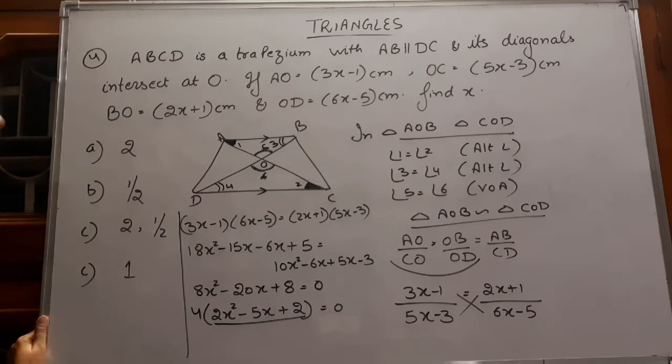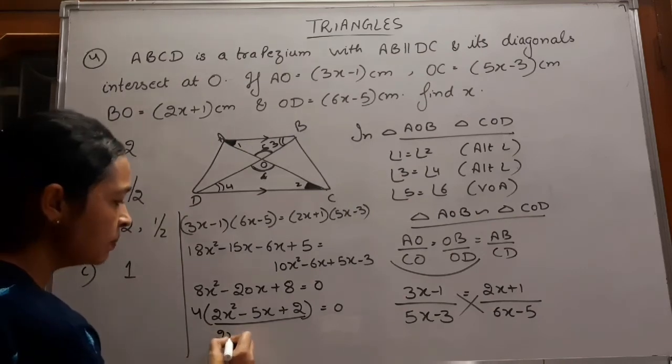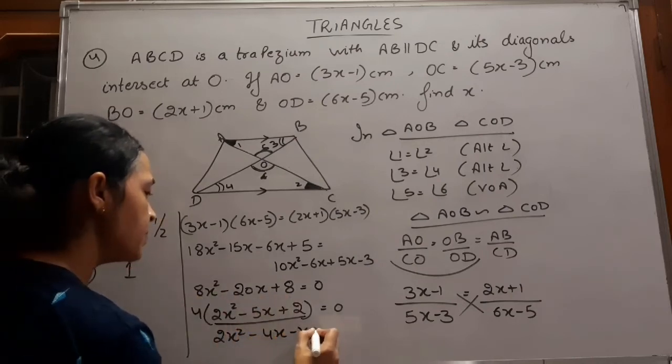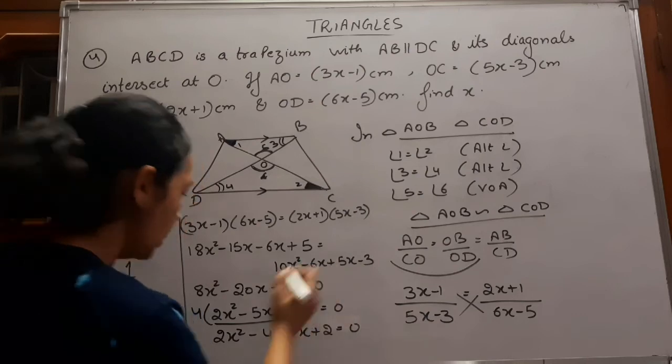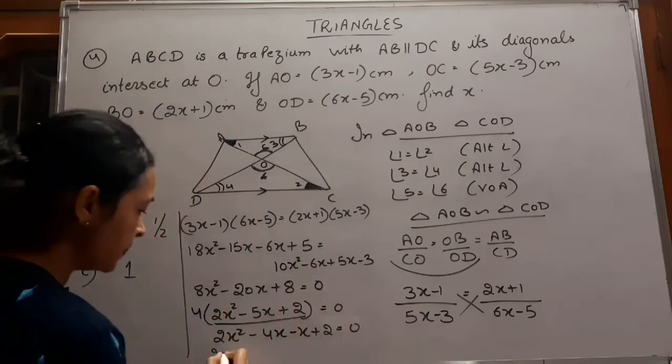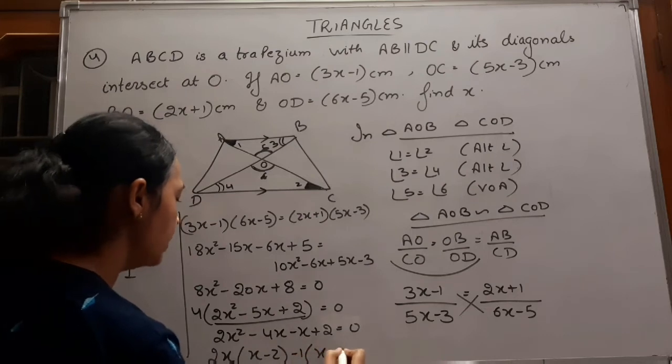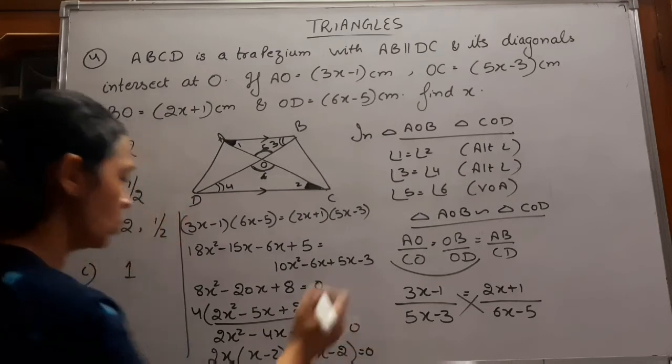This is a quadratic equation. Let's solve it by splitting the middle term. 2 into 2, 4. We have 2x square minus 4x minus x plus 2 equals 0. 2x is common, we have x minus 2. Here we have minus 1 common, x minus 2 equals 0.